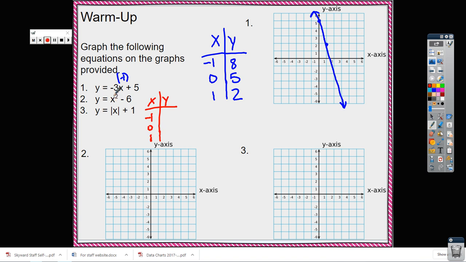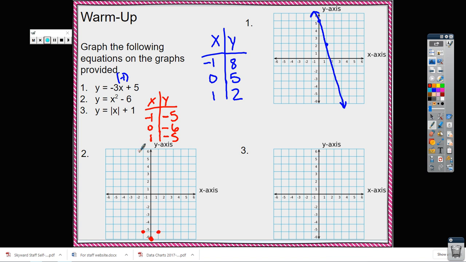So if I put -1 here, -1 squared, so that's basically saying -1 times -1, well, it's going to be a positive, negative times negative. So +1 minus 6, that's going to be a -5. If I put in 0, 0 to the second power, 0 times 0 is still 0. 0 minus 6, -6. Now 1, if I put in 1 squared, so 1 times 1 minus 6, that's also a -5. So what we're going to notice is I'm going to start off at this 0, -6. So 0, -6, and then I go -1, -5, 1, -5.